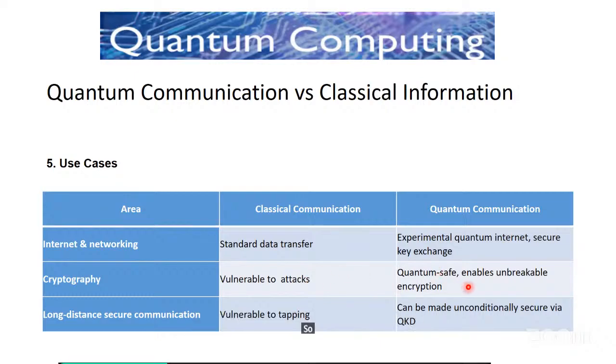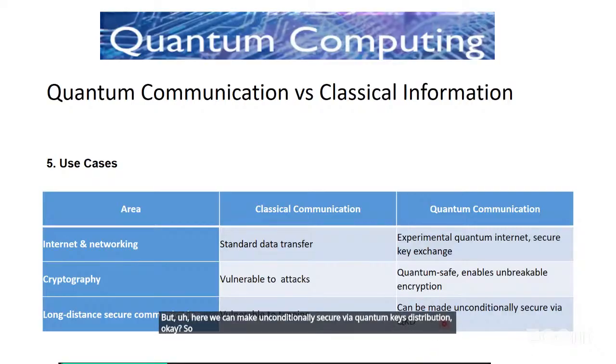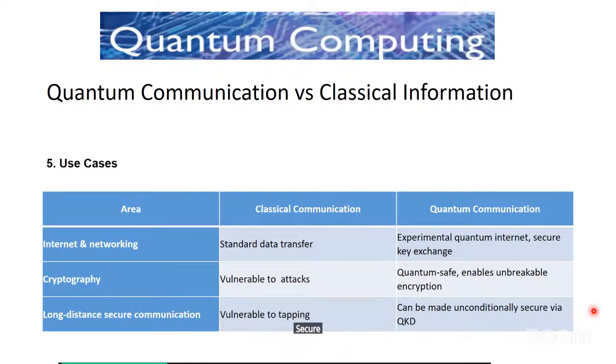So in quantum communication I'm able to detect the hacker immediately. When a hacker is trying to access, I can enable my security, right? So quantum communication is safer. Long distance secure communication, yes, in classical they can easily tap it, but here we can make it unconditionally secure via quantum key distribution. Okay, so these are the two things we are going to focus on. If it is a very long distance communication, you can take the support of quantum key distribution and provide secure communication.